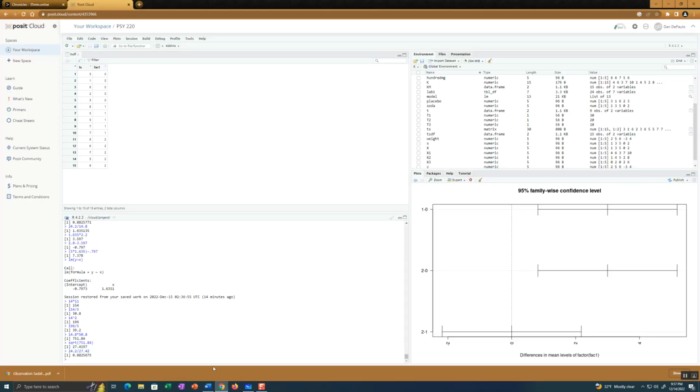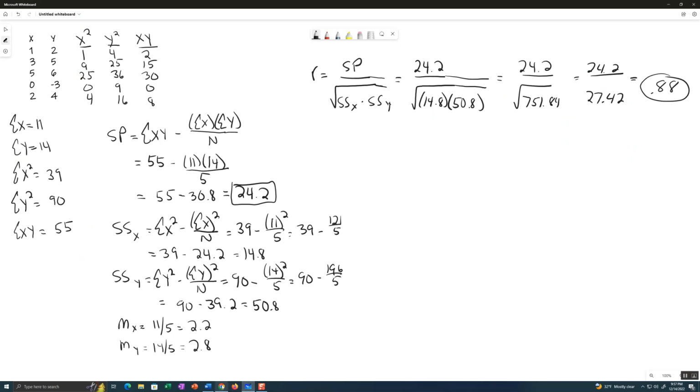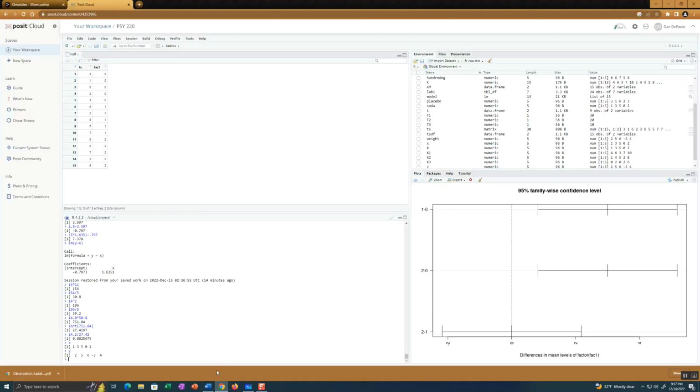And let's see if I have that data in here already. I think I do. 13502. Is that what we're looking at? Let's see. 13502. Yep. So I have that data already in here. And then if I do correlation XY, I get 0.88. So that's it. That's the correct answer.